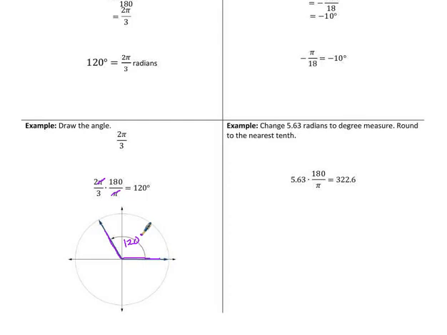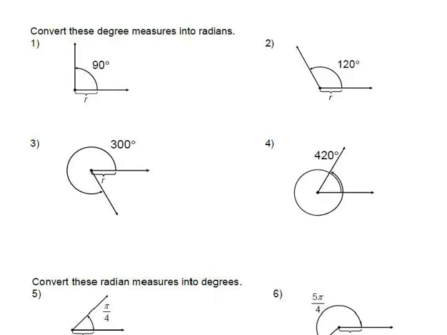Okay, the next one says change 5.63 radians to degree measure and round to the nearest tenth. To go from radians to degrees, we multiply by 180 over pi, so that's what we did right here. This one doesn't have a pi in it to cancel, so we're literally just going to type this in our calculator just like it looks, and when we do that we get 322.6 degrees. It's pretty simple. All you're basically doing is multiplying. The only one you really have to pay attention to is whenever you go from degrees to radians, you have to pay attention to where your pi is.